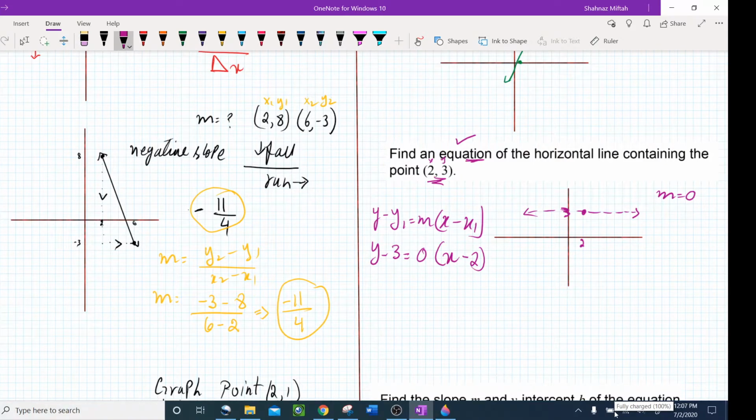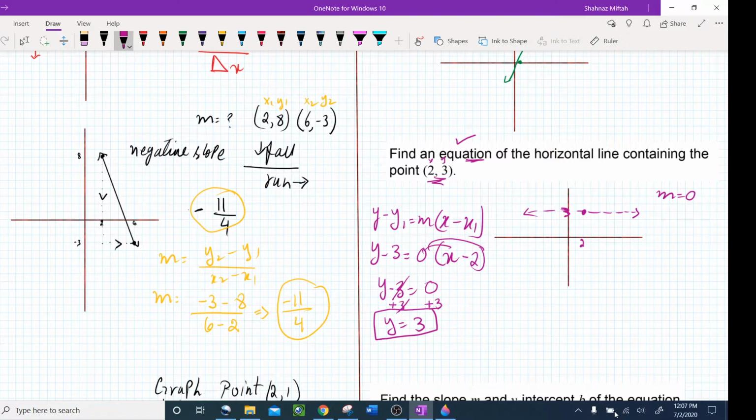So let's fix this around. I have y minus 3. I have to distribute. When I distribute, 0 times x is 0, 0 times negative 2 is 0. So everything is 0 here. And I have to add 3 to both sides. So I get y equals 0 plus 3, which is 3. So the horizontal line equation is y equals 3.